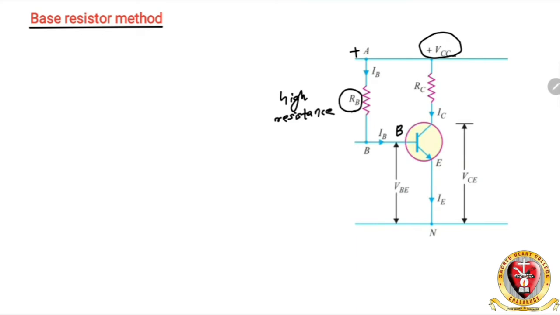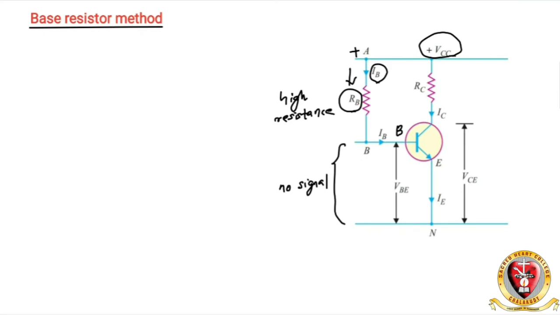Here the required zero signal base current IB is provided by VCC and it flows through RB. This is the base current IB. Since we are not applying any signal here, this is the no signal condition, that means zero signal condition. In the zero signal condition, VCC gives the base current IB and it flows through RB.